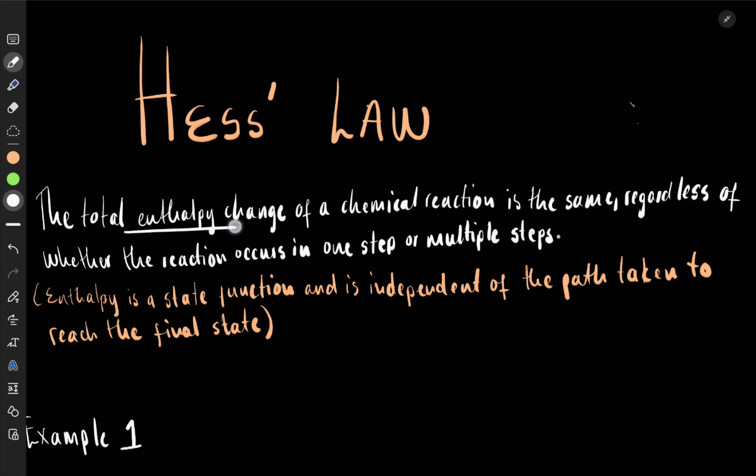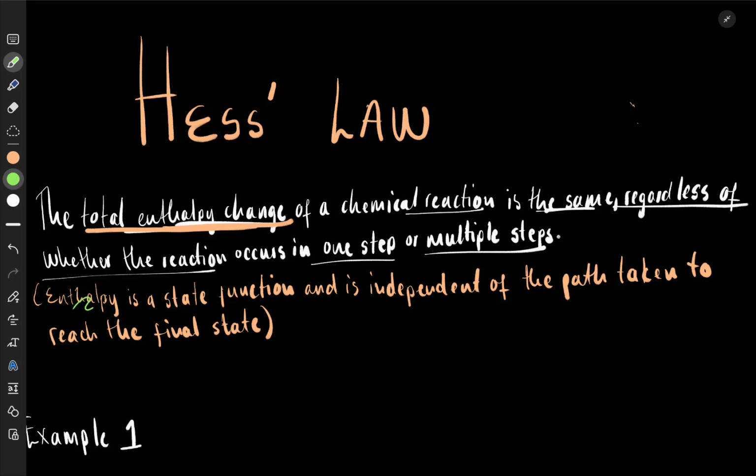It says that the total enthalpy change of a chemical reaction is the same regardless of whether the reaction occurs in one step or multiple steps. So the keyword here is the total enthalpy change. At the end of the day, when we look at the total enthalpy change, it doesn't matter if you got the enthalpy directly or you had to do several steps to get to the final that you need. It is going to be the same.